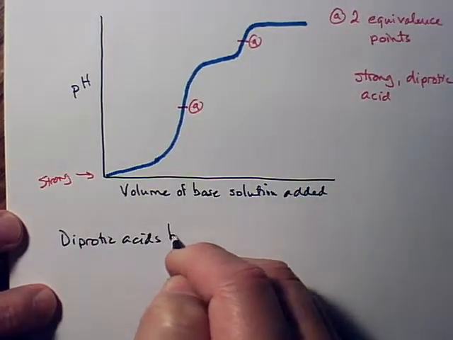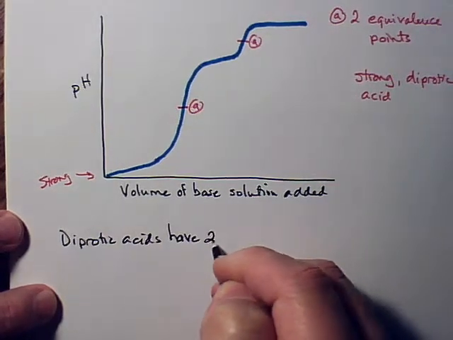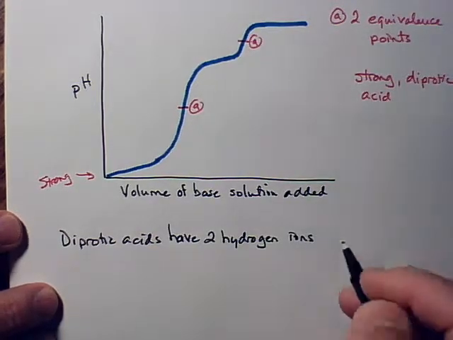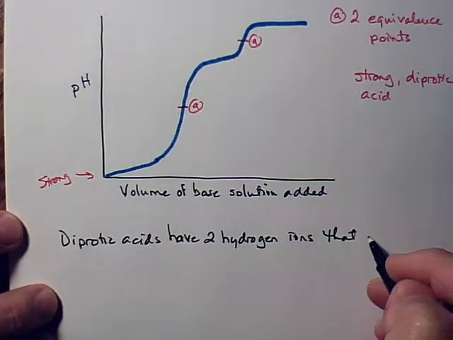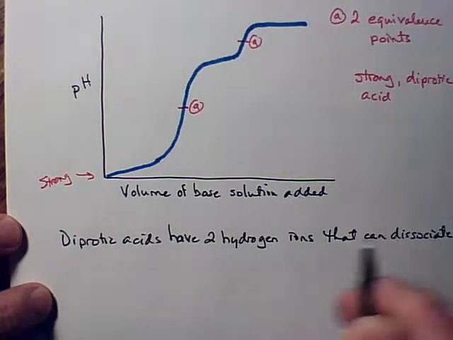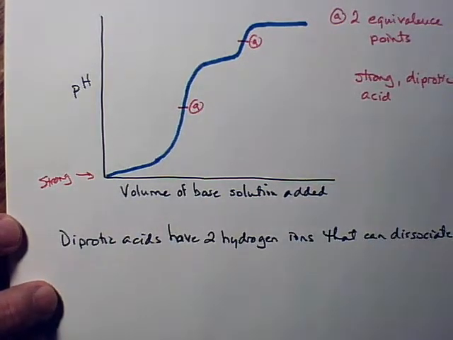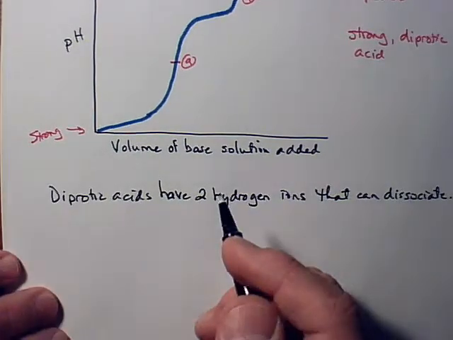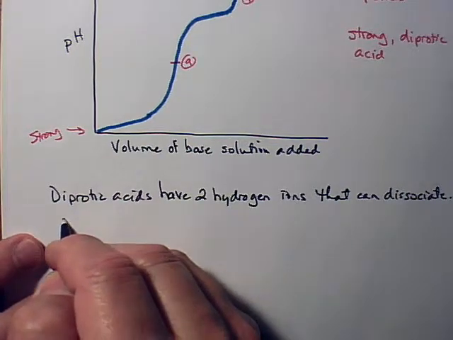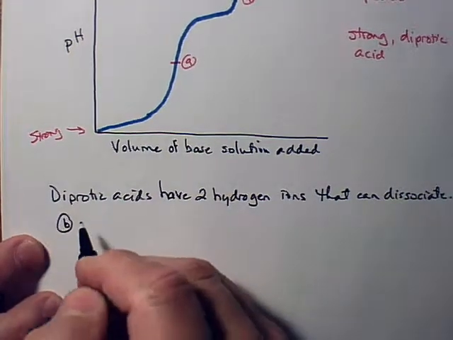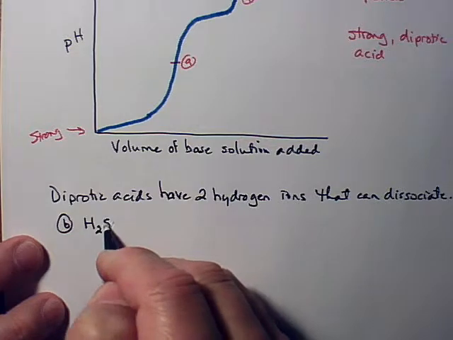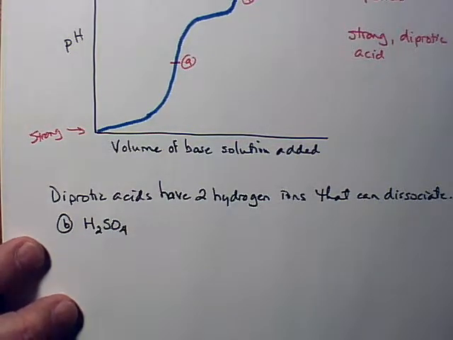Diprotic acids have 2 hydrogen ions that can dissociate. An example of a diprotic acid is sulfuric acid.